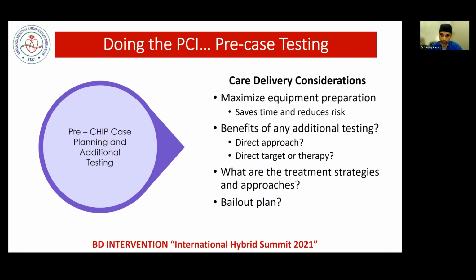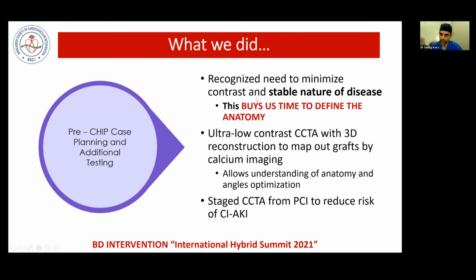So what about doing the PCI? Is there any way that we can collect information about this case and about the patient that's going to help us identify what things we could later run into in trouble, or how we can maybe avoid contrast in this guy's case? So what we did was we recognized the need to avoid contrast, and we recognized the stable nature of his disease, which bought us time. So we did a zero contrast CTA.